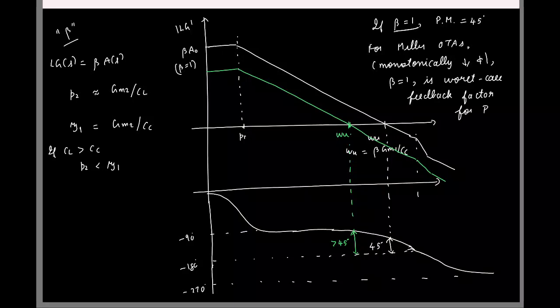For phase margin. So if you actually design your Miller OTA for a particular phase margin for beta equal to 1, for all other values of beta, the phase margin will be much better. Okay, so usually we test it with beta equal to 1, so that you will get the worst case performance.